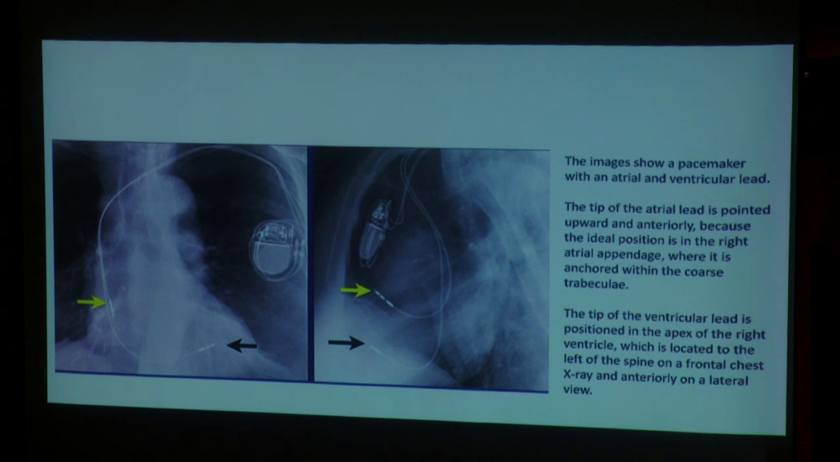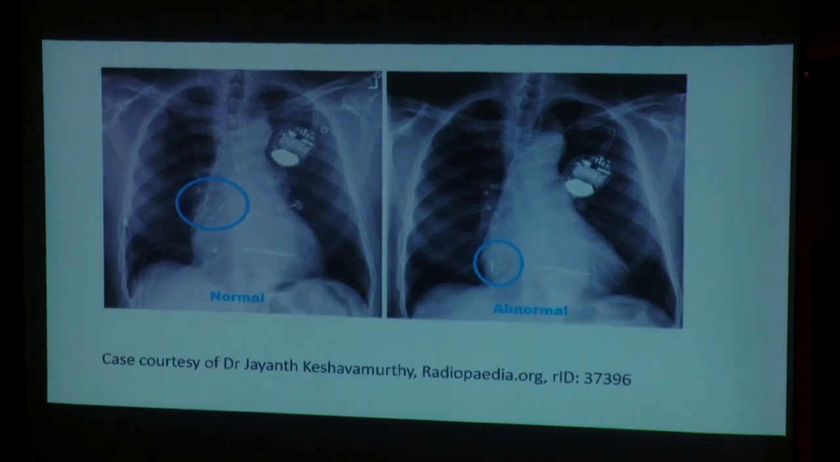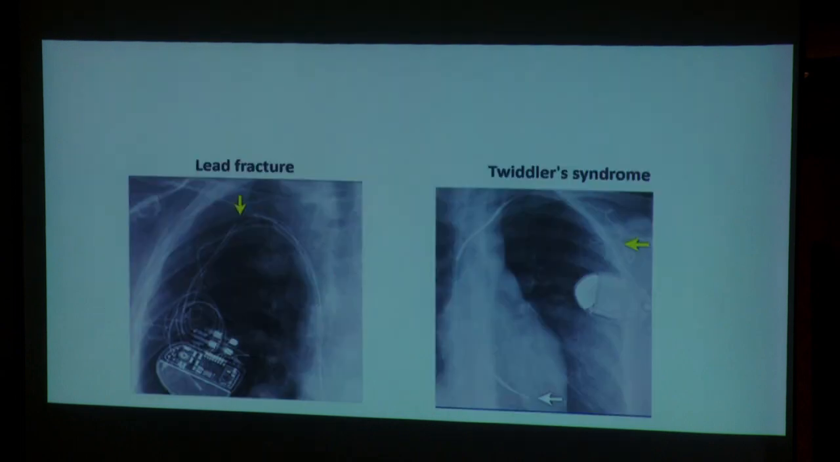This is the normal position: right atrial and right ventricular leads, and the lead should be pointed anteriorly. This is the ideal normal position. Again, this is the normal one. Here, your right atrial lead has gone down. This is the abnormal position. And this is a case where there's a discontinuity in the lead: a lead fracture. Another one, there is extensive coiling of the lead. It's Twiddler syndrome, when the patient keeps on manipulating the battery.